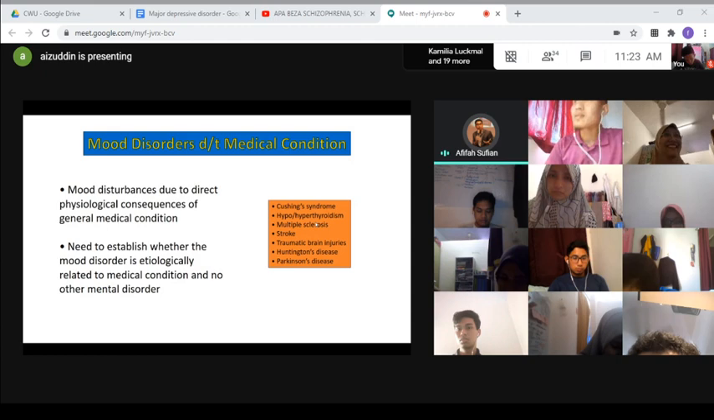Because if you look back at MDD, one of their punya diagnostic criteria adalah it must not be explained by sama ada other psychiatric disorder, medical or substance. Okay. Alright.